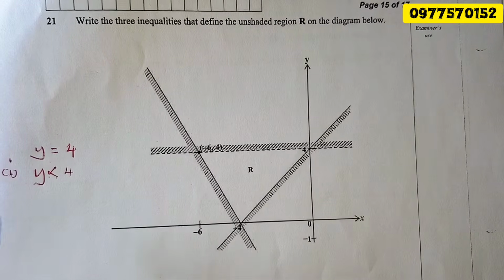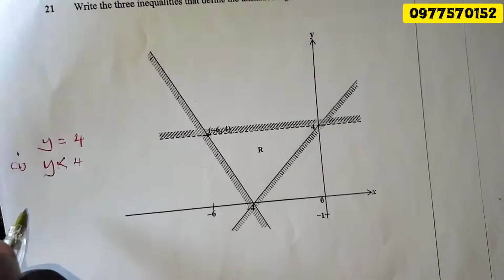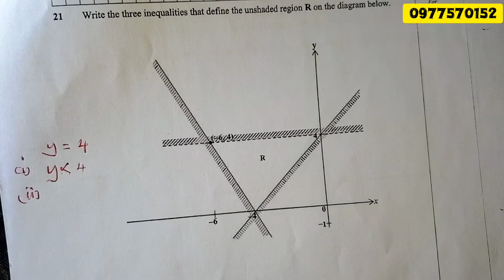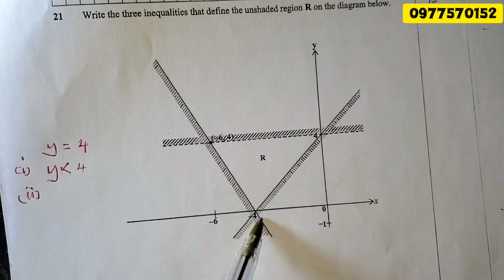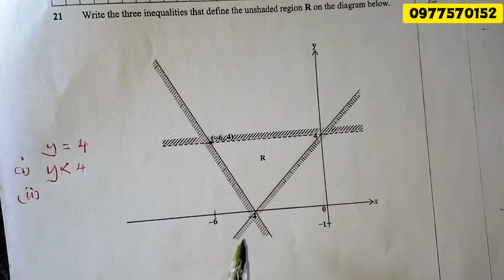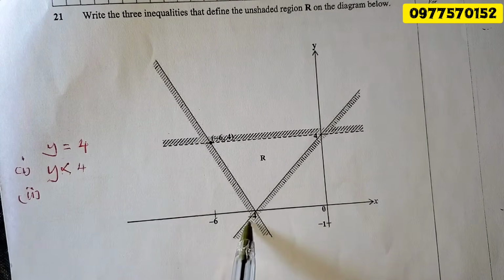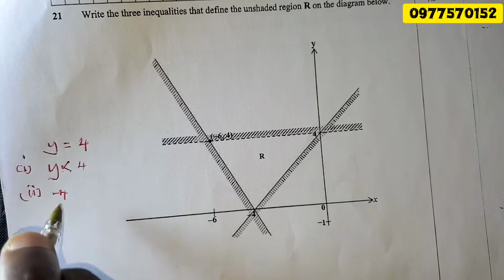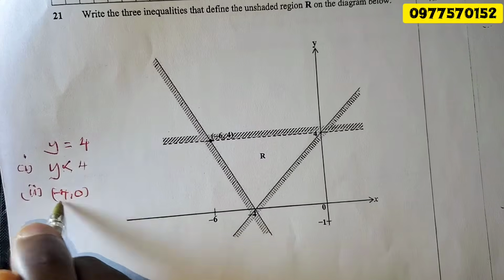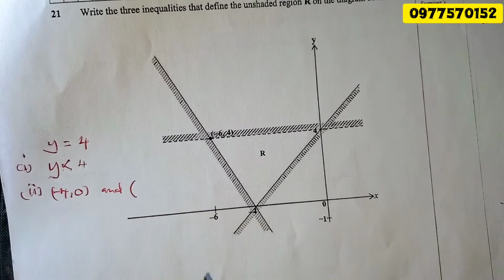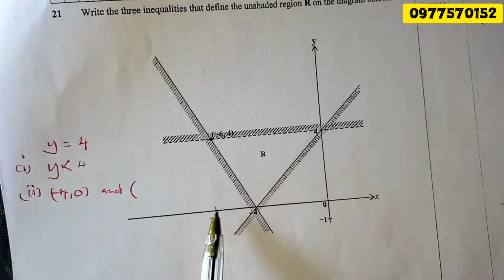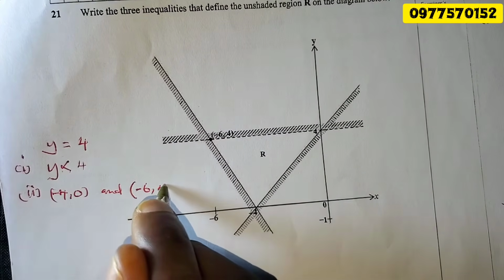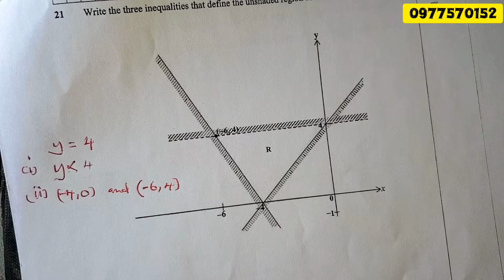So let's go to the second inequality. The second inequality, this is what we're going to do, my good friends. First, let's get the coordinates. This coordinate x is -4, y is 0. So we're going to write here -4, 0. And what is the value of x here? If you can see, it is -6, 4. So those are the coordinates we have.